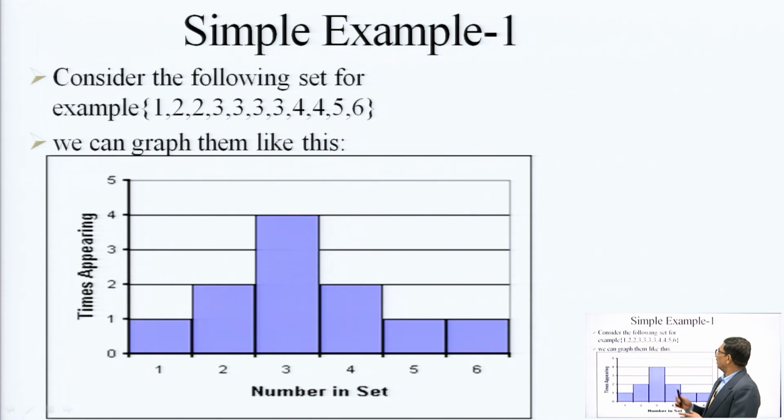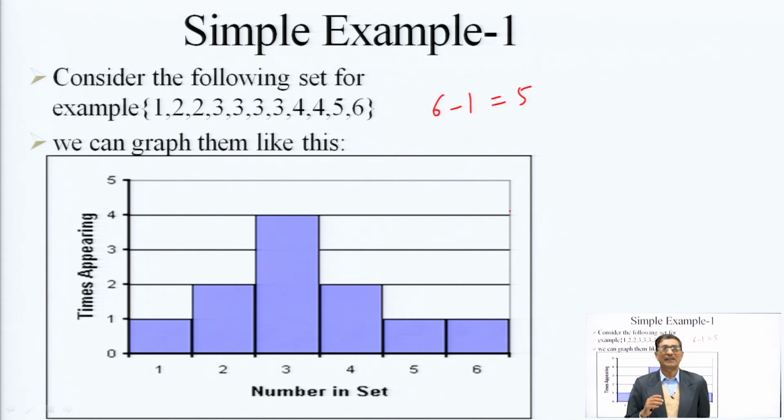In this example, the minimum value is 1 and the maximum is 6. So, the range is 6 minus 1, which is 5. So, it can be defined with each number, but if the range is very high, then we cannot draw such a type of diagram.